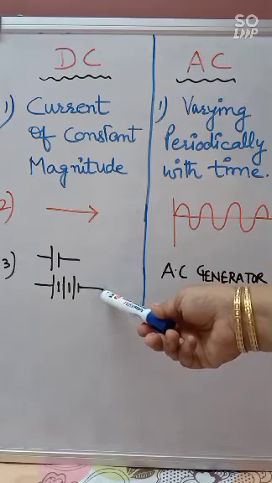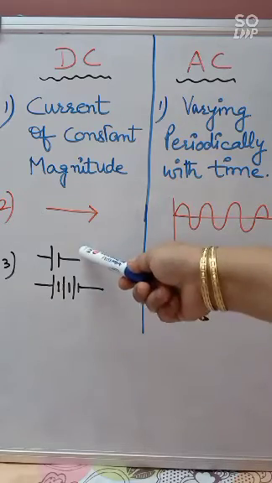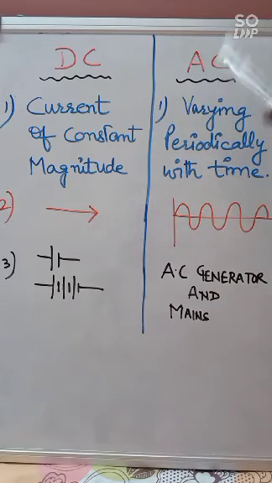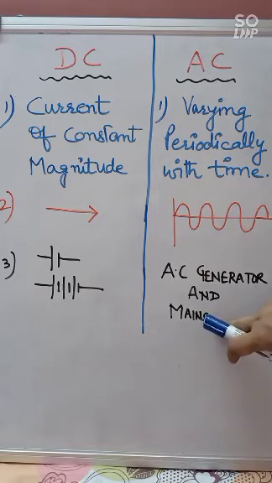And the source of DC is a cell or a battery, right? Whereas AC, that is alternating current, is obtained from an AC generator. We just discussed that we convert mechanical energy into electrical energy in the case of an AC generator. So the sources are AC generator and mains. Mains means the power generation, and whatever we are getting in our household is termed as mains. So the source of AC is the AC generator and mains.